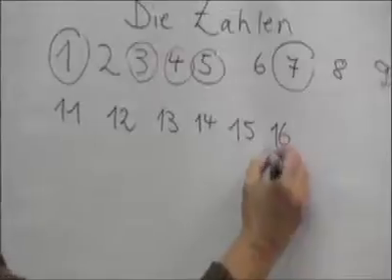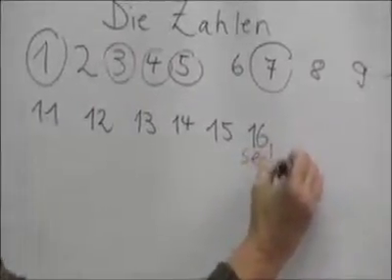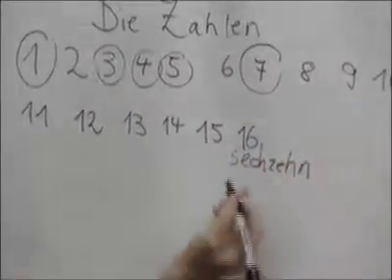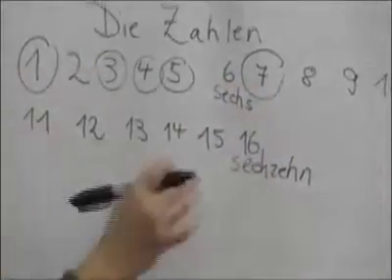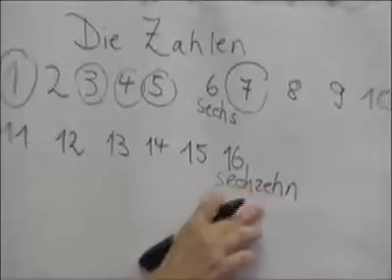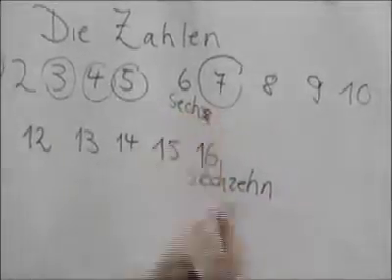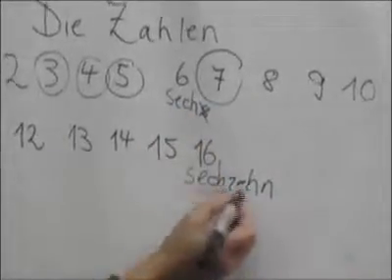But when we spell it this way, the original number is spelled with an S. But when we combine it with another number, then the S disappears. And we only have 16.